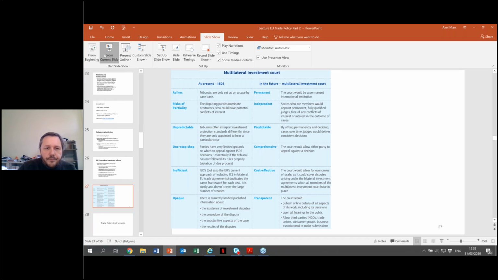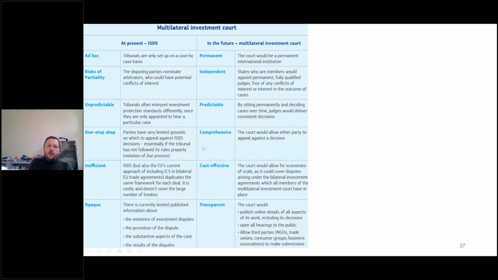And if you contrast it with what is at present in ISDS and what a multilateral investment court might be, it will not be ad hoc. So tribunals are not set on a case-by-case basis, but it will be permanent. It will be far more independent in terms of who is involved. It might create more predictability because you have a fixed number of judges who can actually create some kind of jurisprudence on the cases they see.